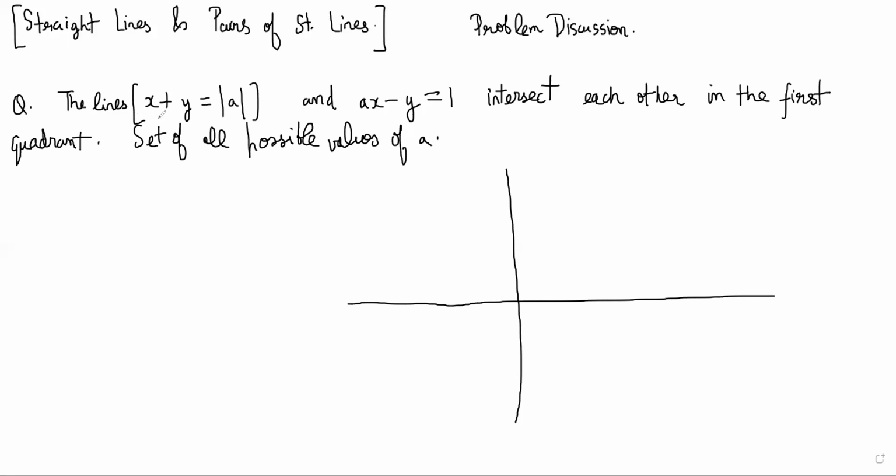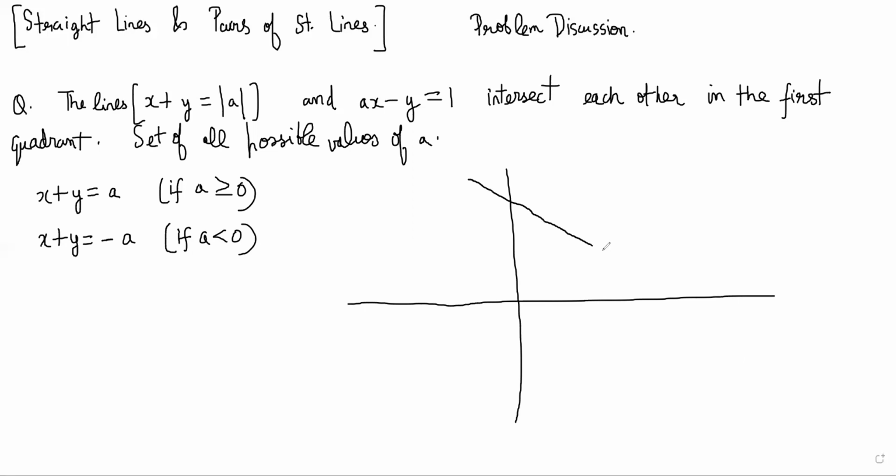This represents two different straight lines. So it could be x plus y is equal to a if a is greater than or equal to 0, and it could be x plus y is equal to minus a if a is less than 0. You have basically this type of a line, x plus y is equal to a. In both the cases, the line will look like this, because whether the a value is minus a or plus a, your mod will give a positive value, right? So it will be x plus y is equal to some positive thing. So it will be like this.